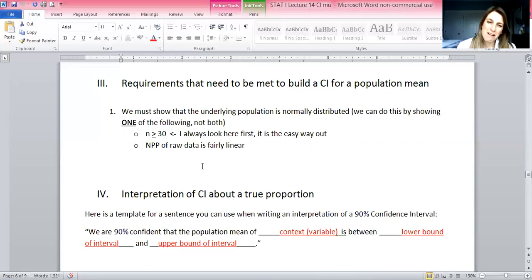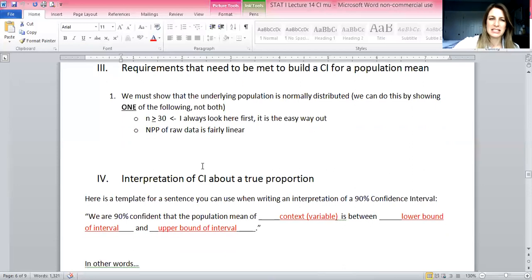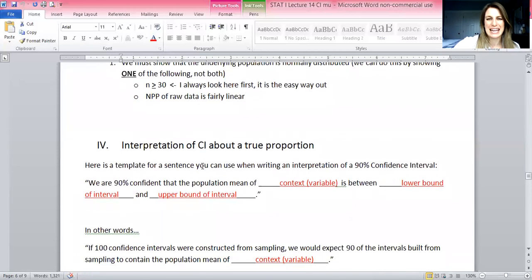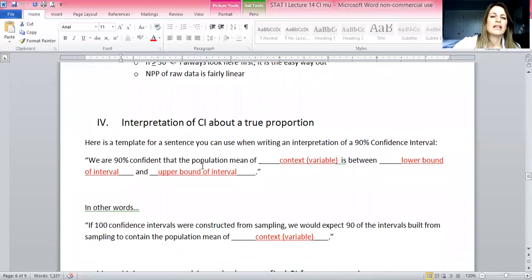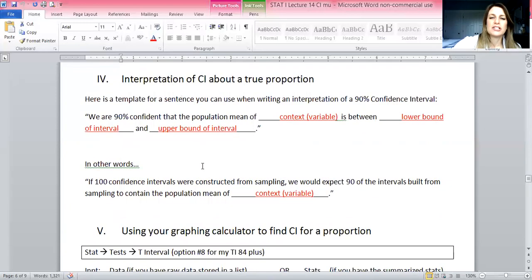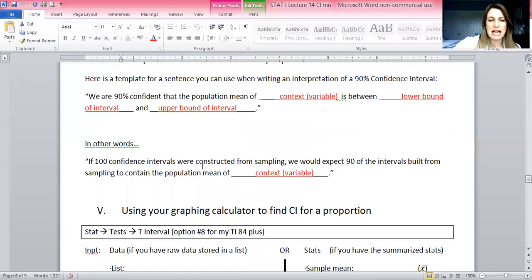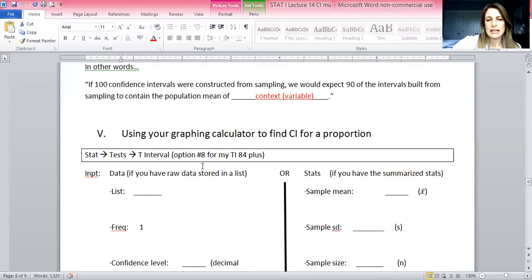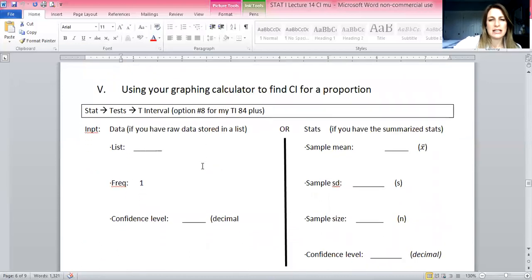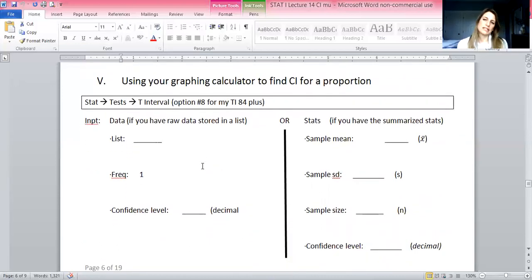Or if we don't have that, then we're going to check our NPP, our normal probability plot, on our calculators using our raw data. Okay, so we've done that before. As long as it's fairly linear, we can go ahead and say that it's normal. Okay, here are my interpretations. These interpretations are the same as last class. And now I want to look at using the calculator for the CI.